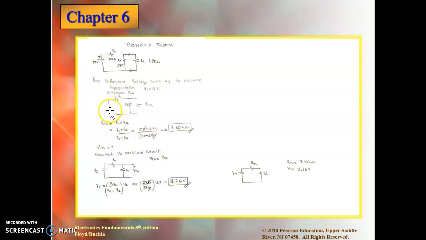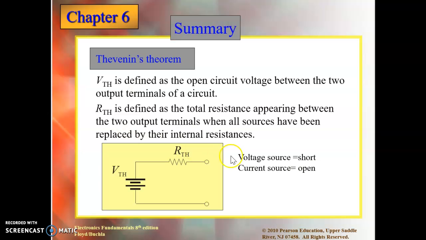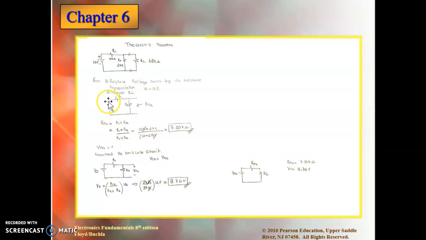So we said that if it was a voltage source, it was replaced by a short. So I shorted it out, and now my R Thevenin is just a parallel combination of R1 and R2. So I just do that and I get 7.30 kilo ohms. Pretty easy, right? Now I'm going to find my V Thevenin.